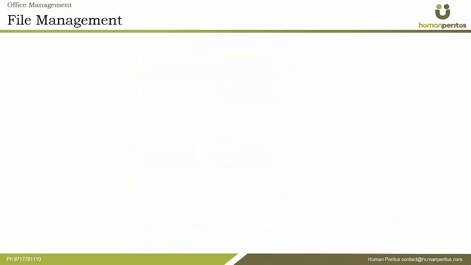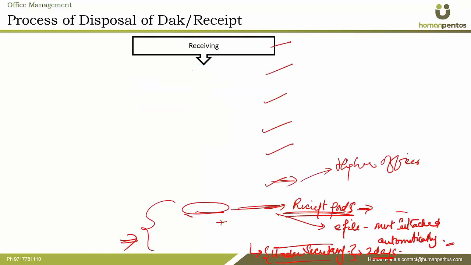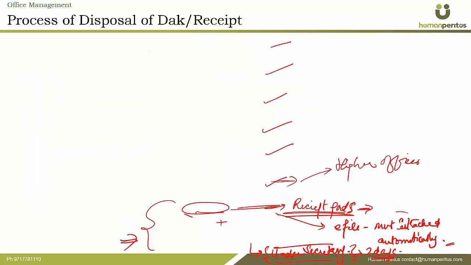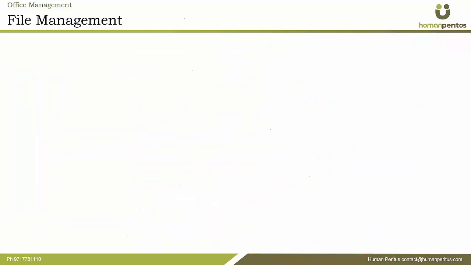Next comes the file management. We are done with the DAC management. And in the DAC management, what we covered, let us understand it again: we read about the classification, and then we read about the process. Then comes the file management.